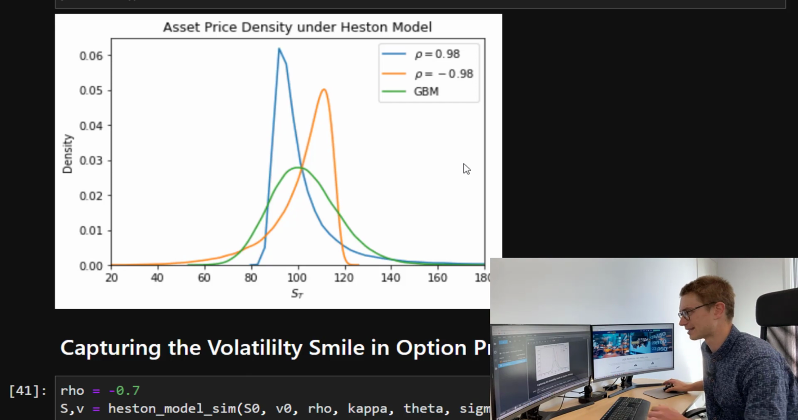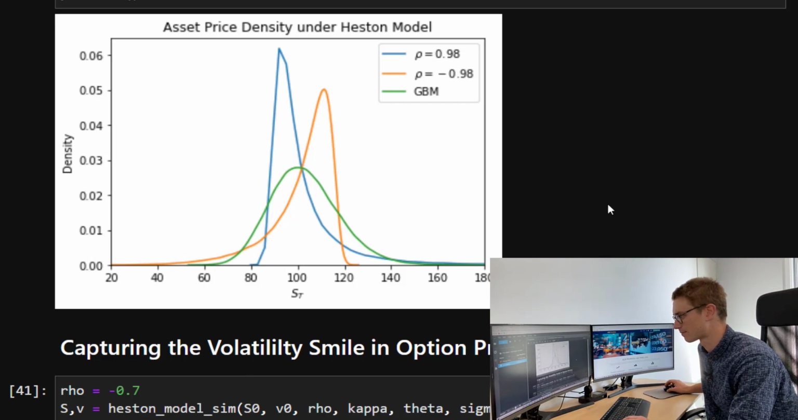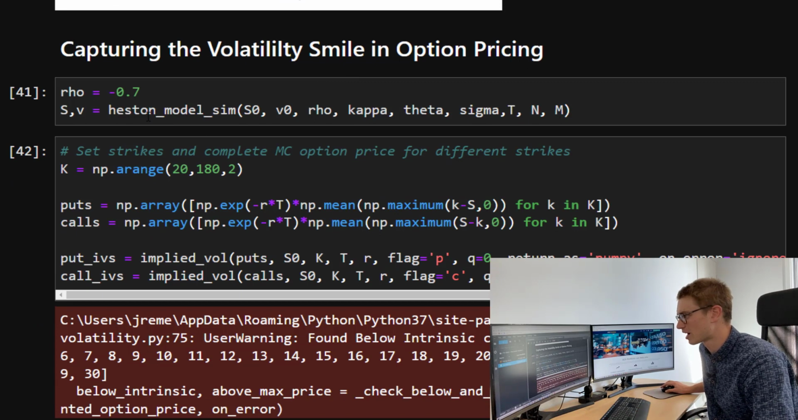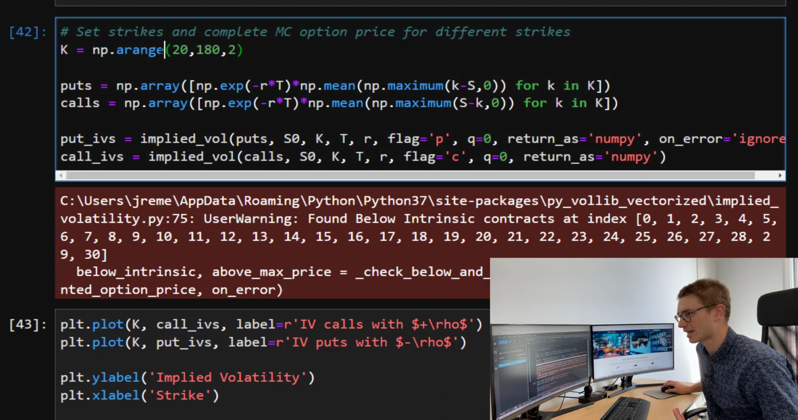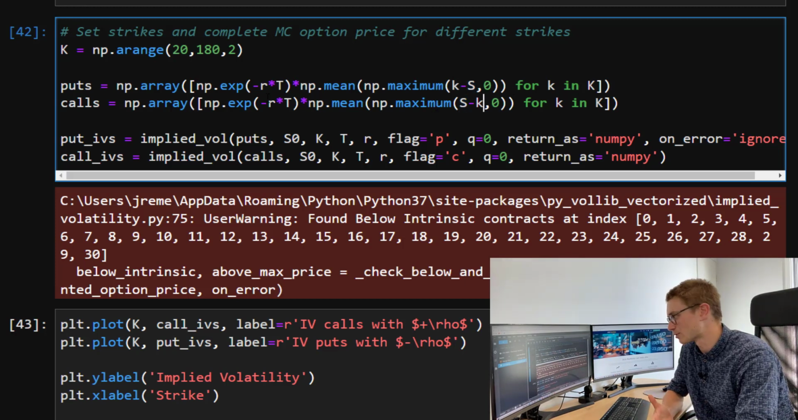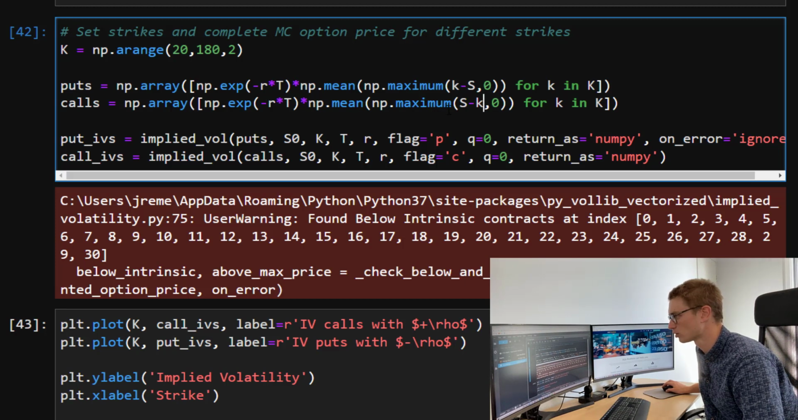So let's take a look at the implied volatilities under different strikes. To capture the volatility smile, here I'm just going to have rho of negative 0.7 and simulate that. I'm then going to use NumPy arange to get some strikes that we can calculate at using a Monte Carlo approach. So I'm just going to take the discounted expectation of the maximum of either a put or a call, which is just K minus S for all those different strikes, and then S minus K for the calls. So I'm going to take the discounted expectation of the payoff, the puts and the calls, and we're going to use that to compute the implied volatility.